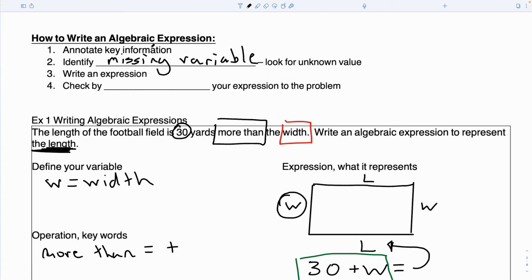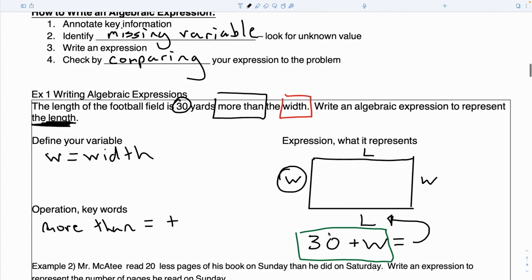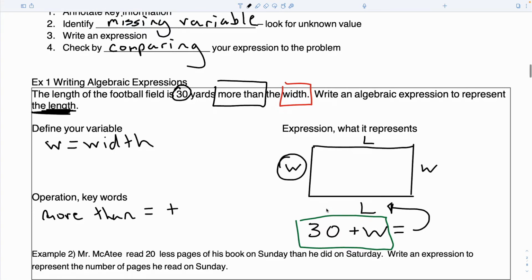Write your expression: width plus 30. And then you're going to check by comparing your expression. Does it actually make sense? Well, this said it was 30 more than the width. So 30 plus W makes sense. The length would be 30 plus W.